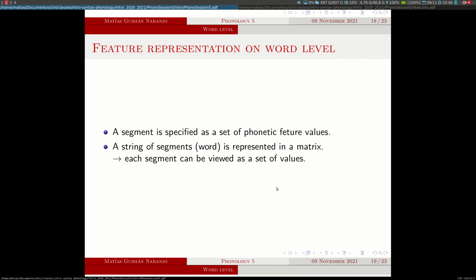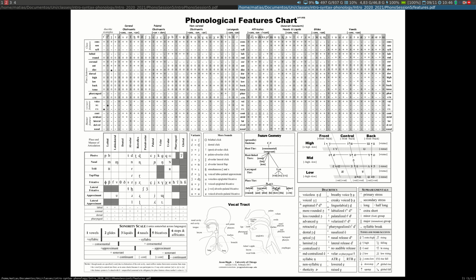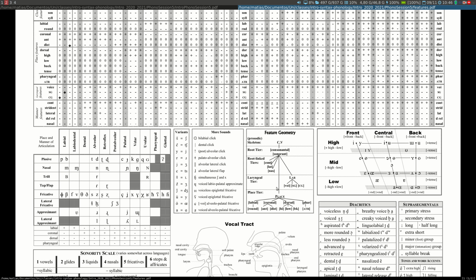Yes, so that's a brief description of the features. Now, that was maybe a little bit abstract, and I find it very difficult to just picture like that in my head. I think it's much easier to look at a table and see what each feature is actually doing. This is some sort of universal feature chart, but as I mentioned before, there are no actual universal features.